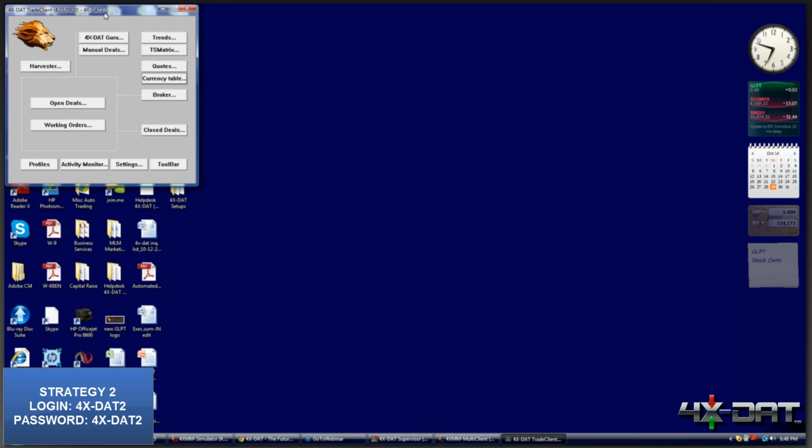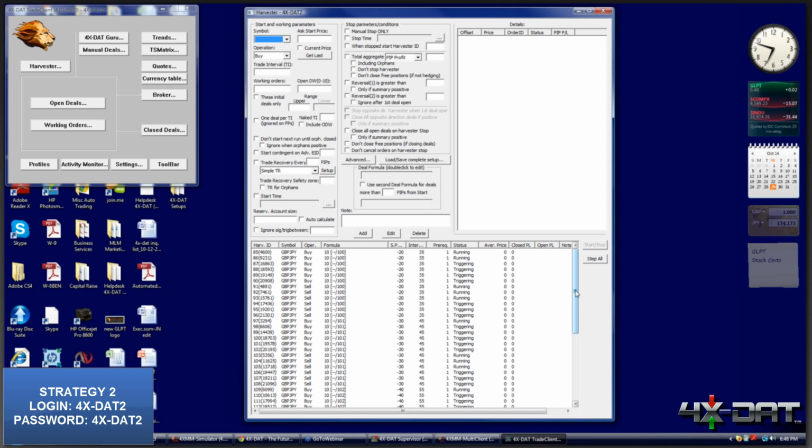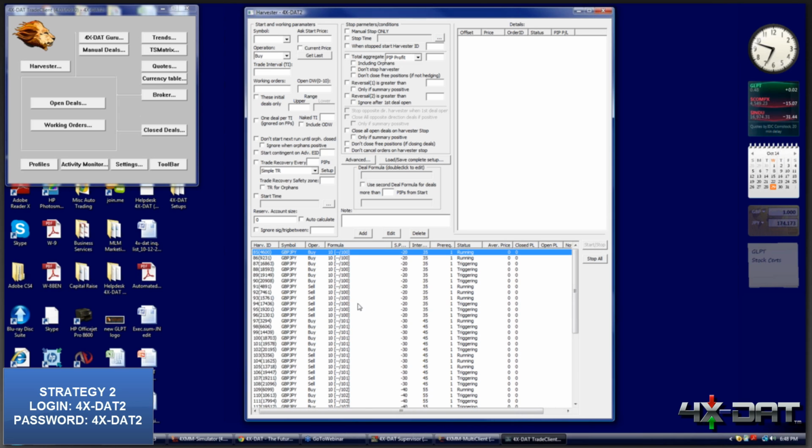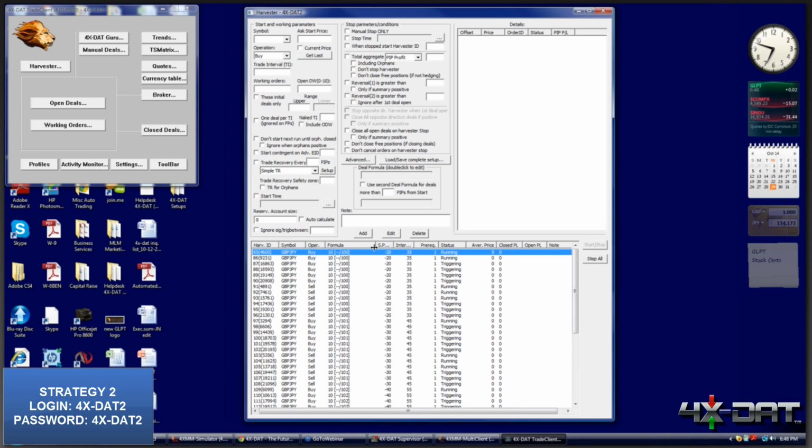Here we are. That's Forex dat number 2. Let's look at the harvester setup. There's a lot, as you can tell, there's a lot of algorithms, a lot of them. We're trading our favorite symbol, pound yen, here. This strategy is based on what I refer to as my Renko trading protocol, and I'm not going to go into the details exactly what it is.